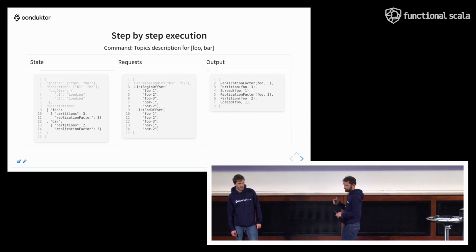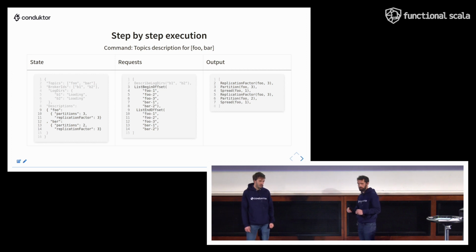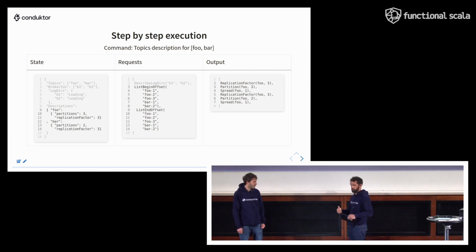And then we get the topic description, so at that point we know how many partitions there are, the replication factor. We are able to compute some things based on that and send it to the front end. And also we know which partition we should ask offsets for. That will help compute the size of each partition. So I will stop the step-by-step execution at this point, but I think you can figure out how all this works with the state, request, and output.